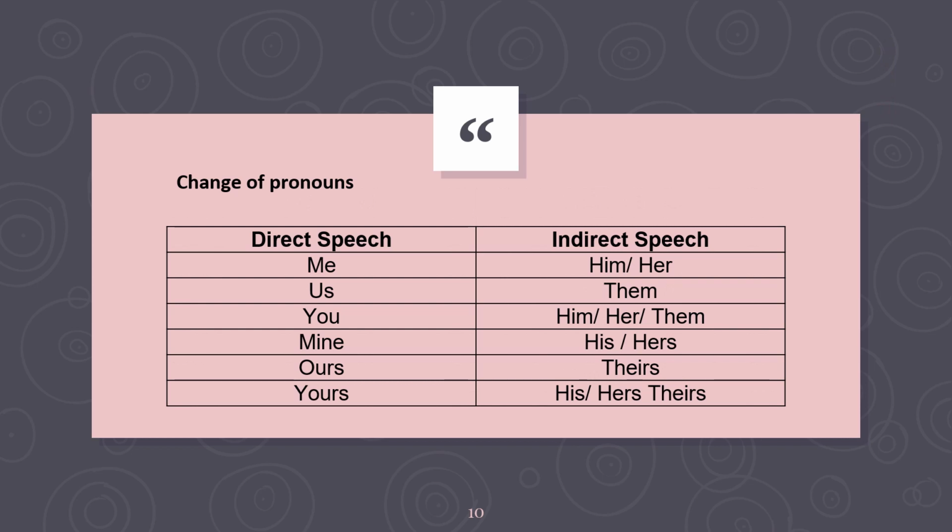Now, if the direct speech has the pronoun me, it would be changed into him or her. Us would be changed into them. You would be changed into him, her, or them. Mine would be changed into his or hers. Ours will be changed into theirs. Yours will be changed into his, hers, and theirs.